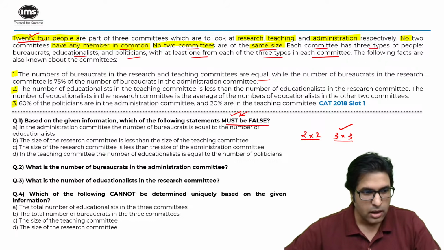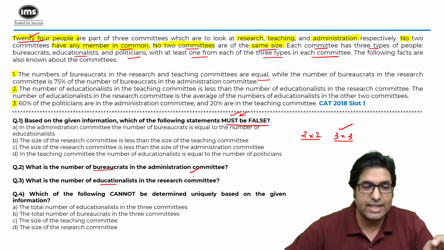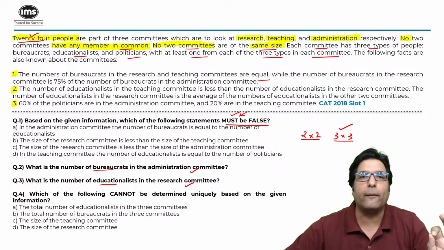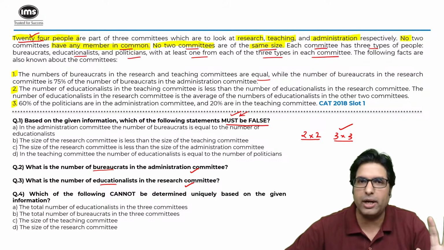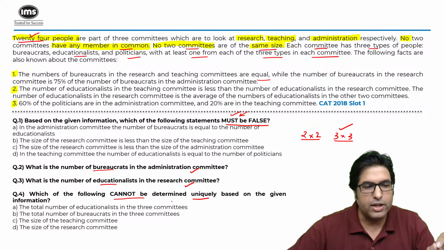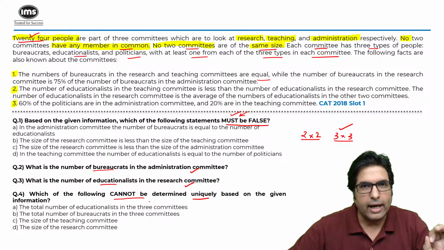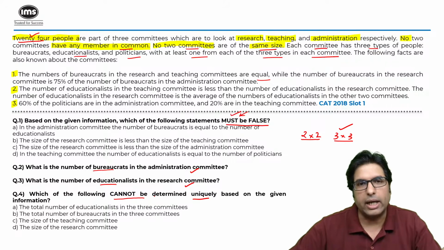information. But if you look at questions 2 and 3, what is the number of bureaucrats and what is the number of educationalists, which means at least these two parameters will definitely be known. There is no ambiguity or multiple possibility scenario in these two questions. Finally, which of the following cannot be determined uniquely, which means among the four options, there is at least one option that cannot be determined uniquely, which means there might be more than one possibility. So these are the things that you need to keep in mind.